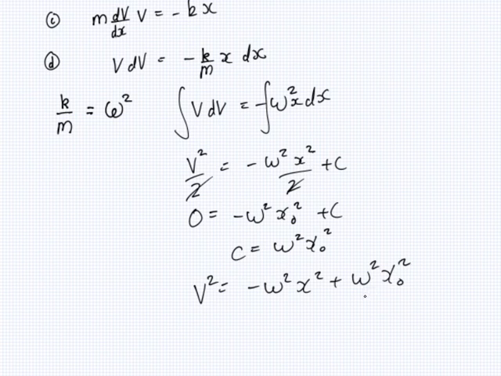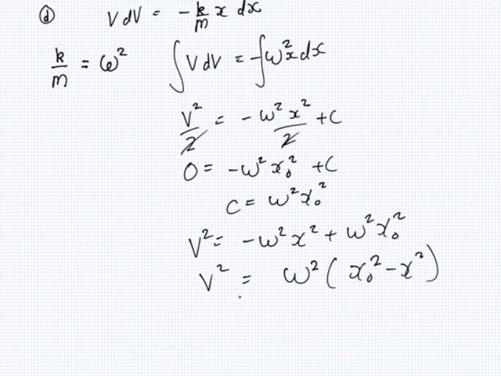I'm thinking I'll take the omega squared out. I should definitely do that. I'm just wondering if I should take the minus out. I don't think I'll take the minus out. Omega squared times x0 squared minus x squared equals v squared. Okay, what should I do next? Well, I should square root it. v equals omega square root of x0 squared minus x squared.